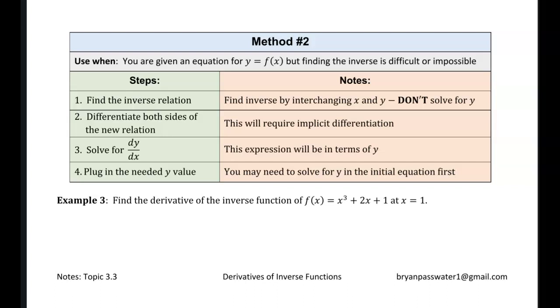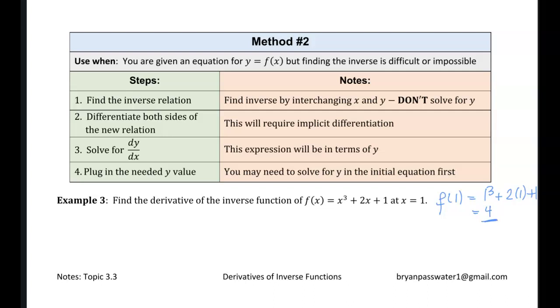So over here we have the function x cubed plus 2x plus y. We are asked to find the derivative of the inverse function when x is equal to 1. So remember, for method 1 and method 2, we use the x value of the inverse function or the y value of the original function f. So these are the same. And therefore, in order to find the y value, we're going to plug in f of 1. So this is 1 to the third power plus 2 times 1 plus 1. So that's 1 plus 2 plus 1, which is equal to 4.